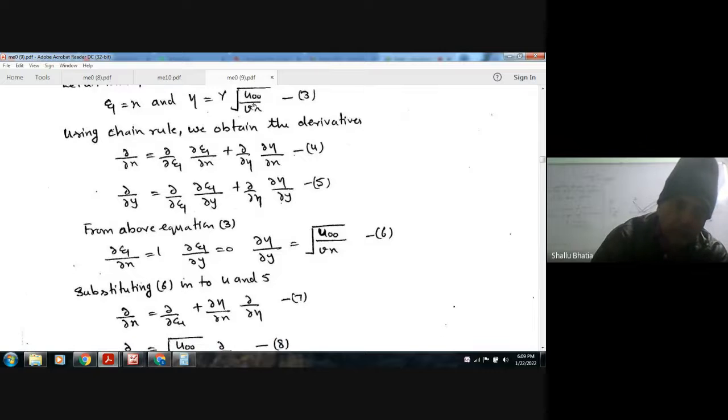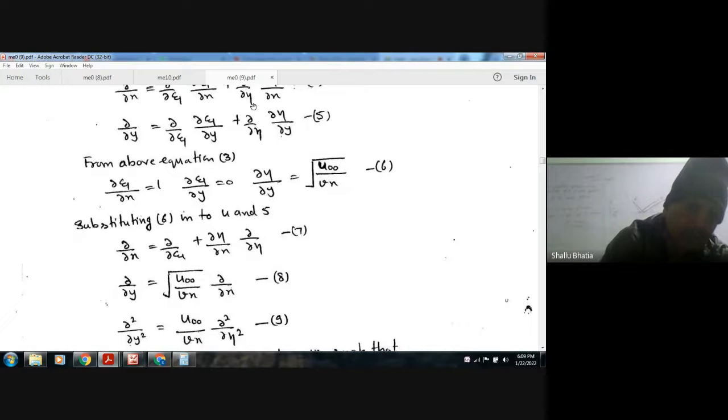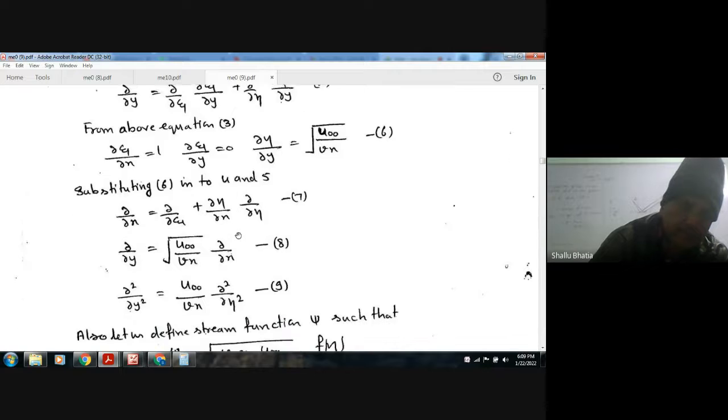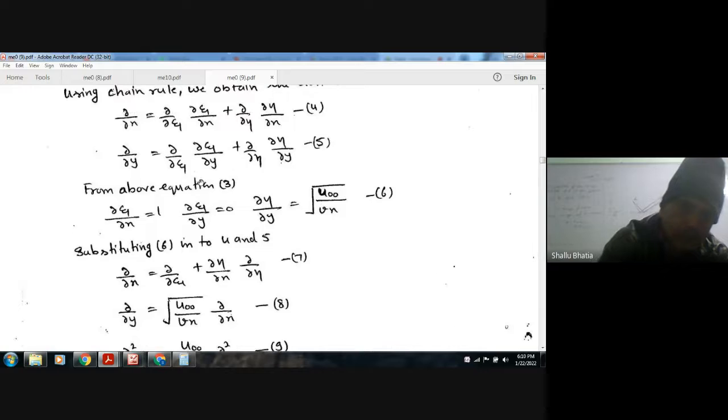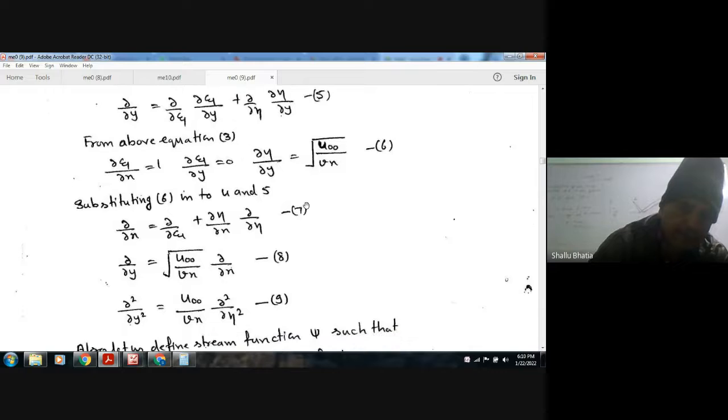Okay, so now we find ∂/∂x, putting ∂ξ/∂x as 1. So ∂/∂x is ∂/∂ξ plus ∂ζ/∂x times ∂/∂ζ. And again ∂/∂y, now this factor is 0. Putting it equal to 0, only these things are left. This is equal to this. Okay, so ∂/∂y is root u infinity over νx times ∂/∂ζ.